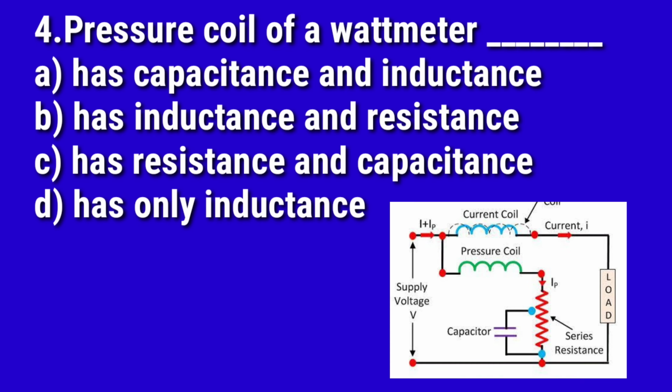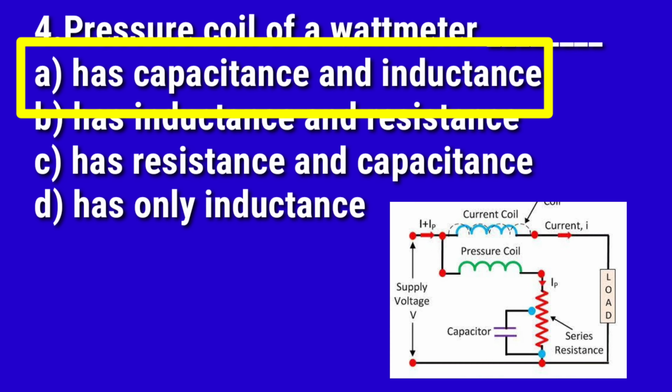The pressure coil is the moving coil in a wattmeter. It has a resistance and consists of a number of turns. Between the turns, an inter-turn capacitance will appear. Hence, the pressure coil or potential coil of a wattmeter has capacitance and inductance. The answer is A, has capacitance and inductance.